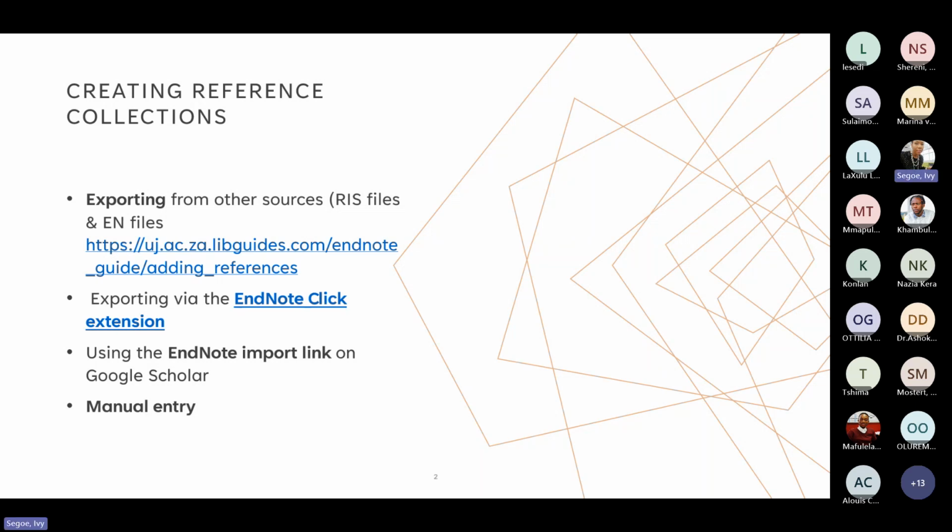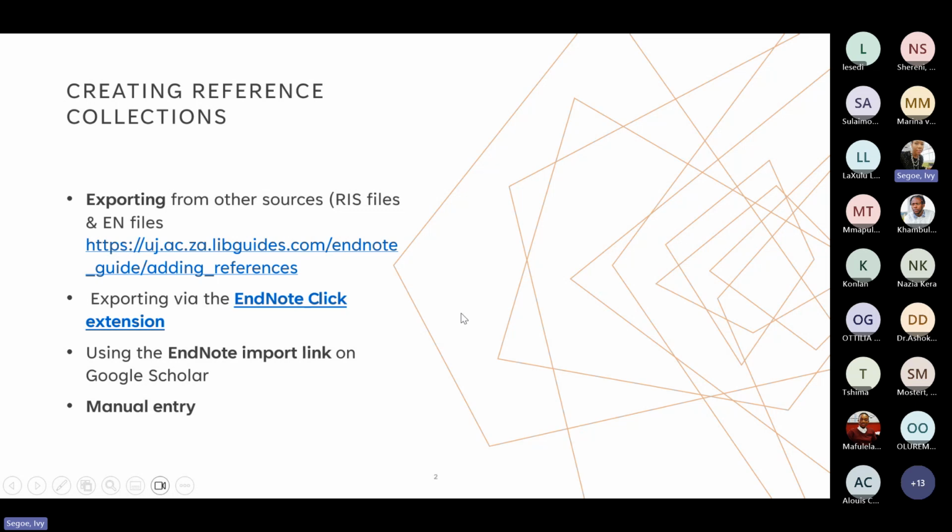So something to look out for when you are using the library databases. And below the exporting from other sources, I have given you a link to the LibGuide that we have created. This LibGuide also gives you instructions on how you can export from other databases like Science Direct, EBSCOhost, Scopus, UJoogle, and so forth. So we will go into that later.